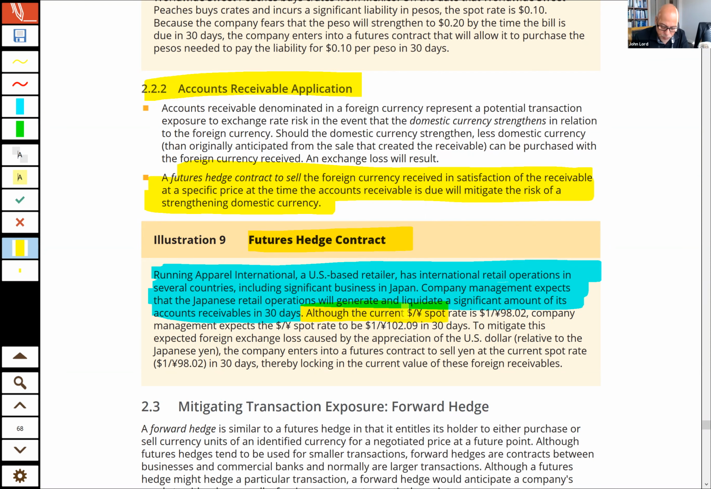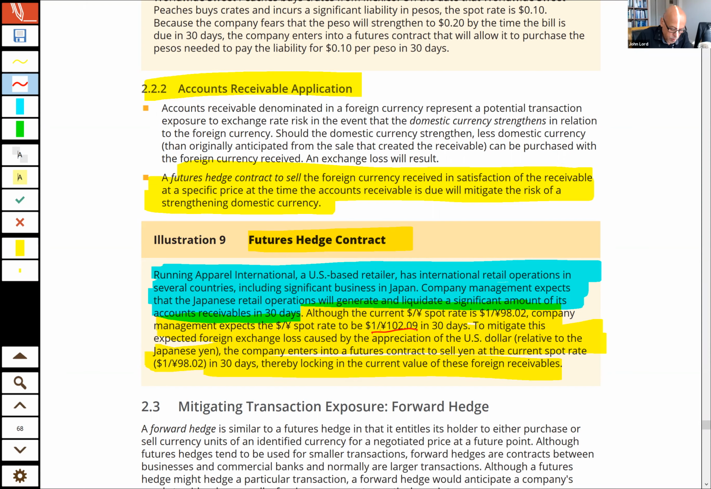So although the current dollar-yen spot rate is $1 to 98.02 yen, company management expects that the dollar to yen spot rate in 30 days will be $1 to 102.9 yen. So to mitigate this expected exchange loss, the US dollar relative to the Japanese yen, the company enters into a futures contract to sell yen at the current spot rate of $1 to 98.02 yen.